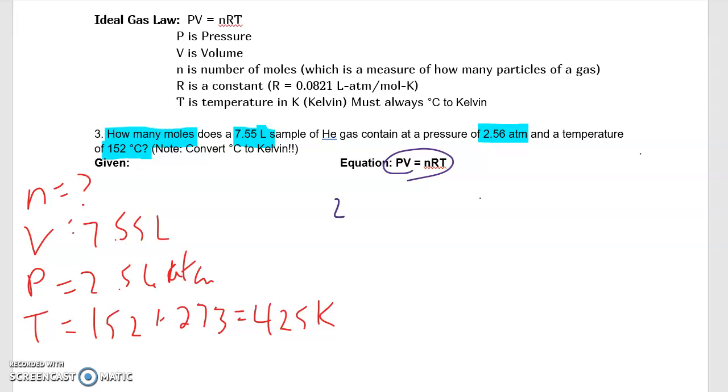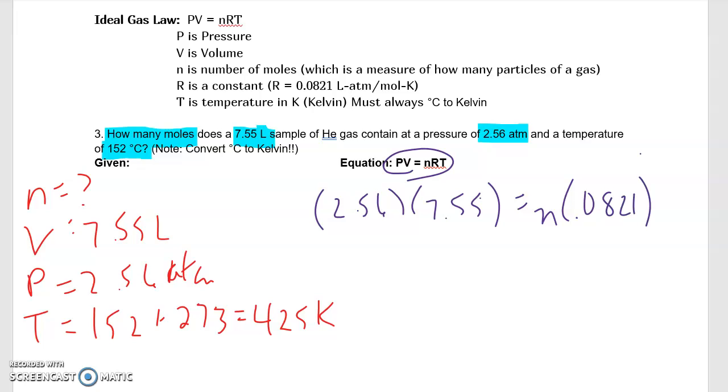Pressure, 2.56. Usually I would write in the units when I'm working the problem, and the reason I'm not is just because I don't have that much room. 7.55 liters equals N, which is my unknown. R is 0.0821, and temperature is 425 Kelvin.